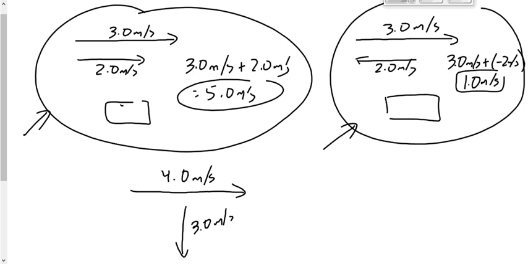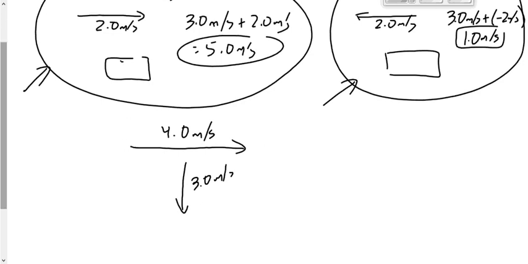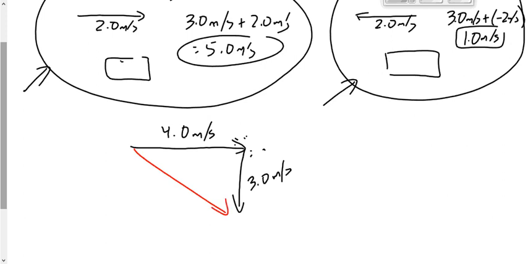3 plus negative 2 gives me 1. This time we want to find the relative velocity of this guy. We add these vectors together. But to add these vectors together, we have to draw a vector diagram because we're in 2 dimensions. So we're going to say 4 to the right plus 3, drawn head to tail, equals my resultant vector, or the sum of my velocities, my resultant velocity or my relative velocity.